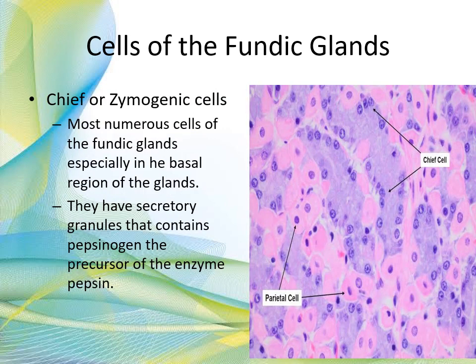We have the chief or the zymogenic cells. It is the most numerous cells. So they have secretory granules that contain pepsinogen, precursor of the enzyme pepsin.